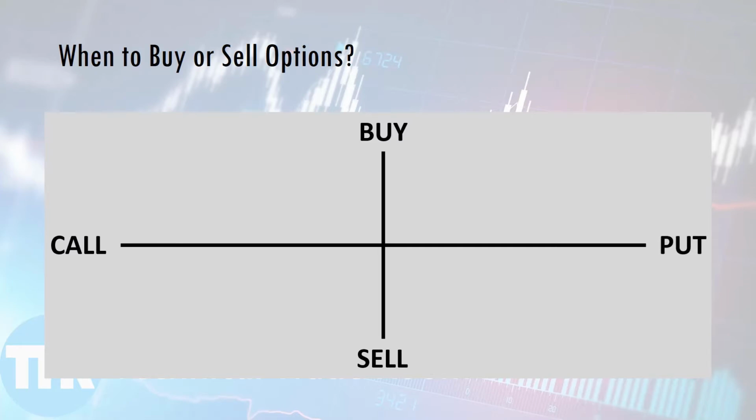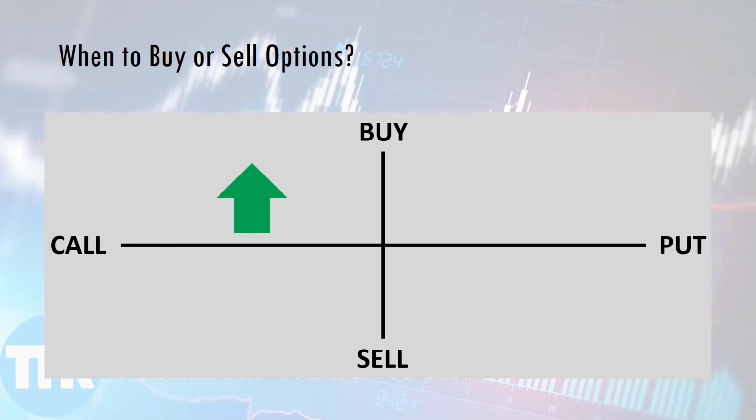Let's start by covering situations in which you'd like to buy options. First, let's say that you think a stock is going to go up in time. Then you may want to buy a call option, as you will be locking in a purchase price that you hope will be much lower than the stock's price in the future.